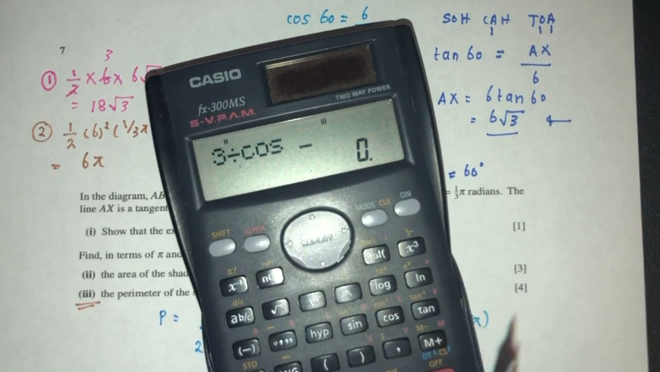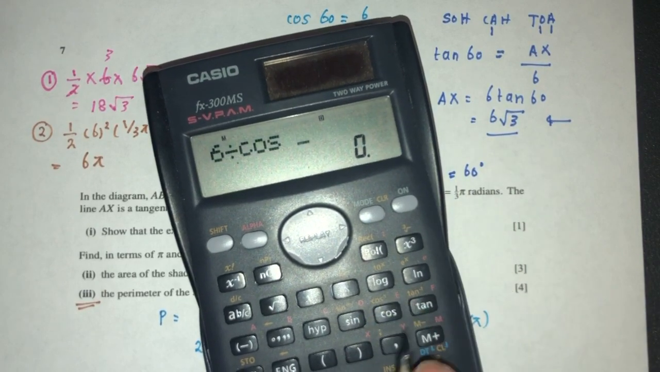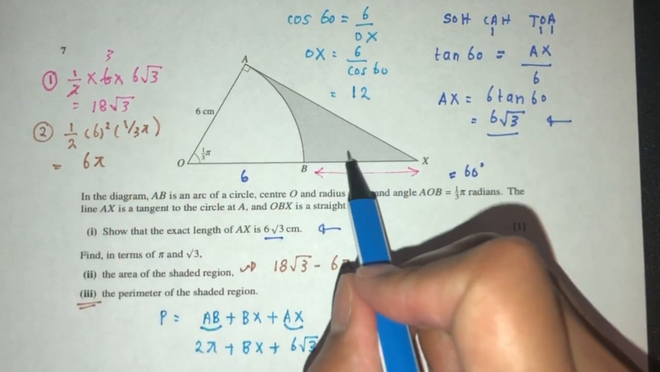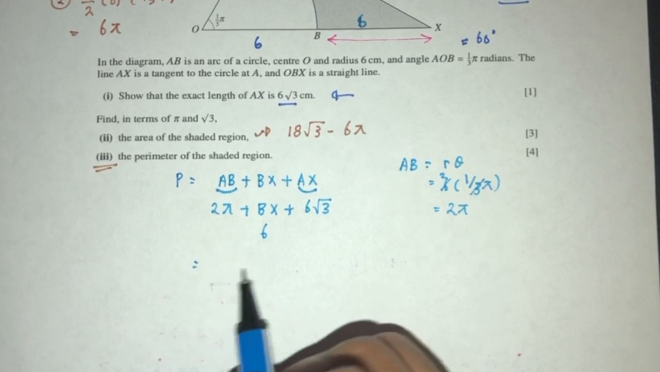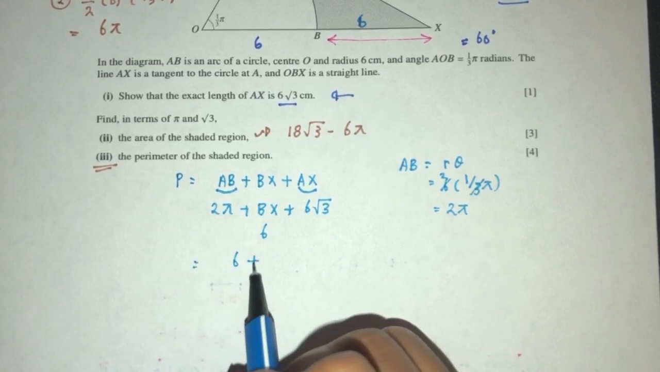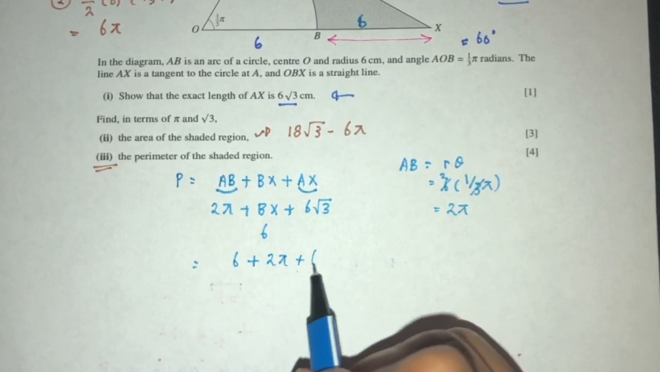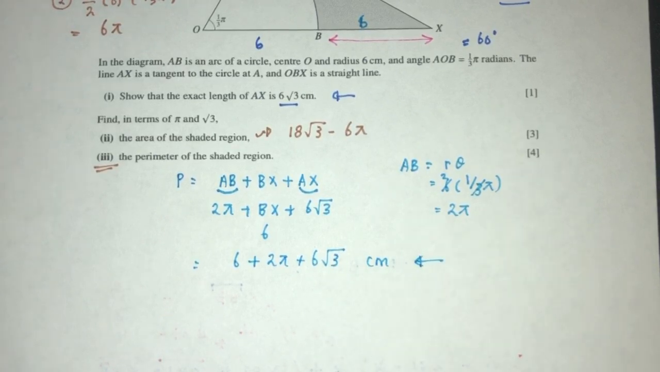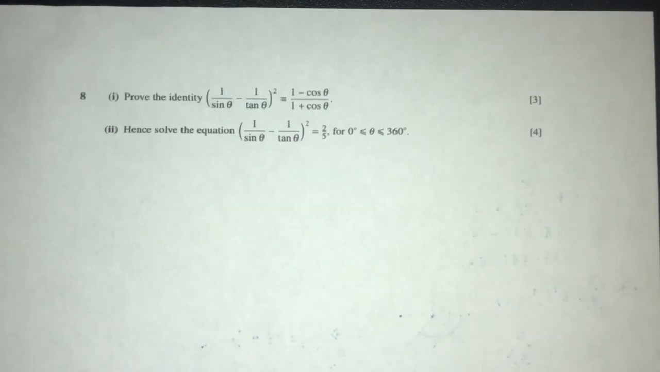6 divided by cos of 60, 12. So the whole thing is 12. This is 6, so this have to be 6, right? So finally, this is 6. So your answer will be 6 plus 2 pi plus 6 root 3 centimeters in terms of root 3 and pi for the correct value of the perimeter of the shaded region. Now let's move on to the next question.